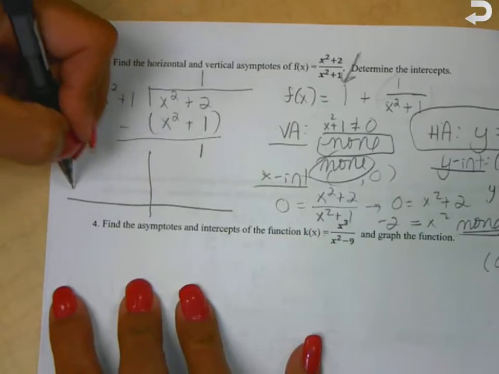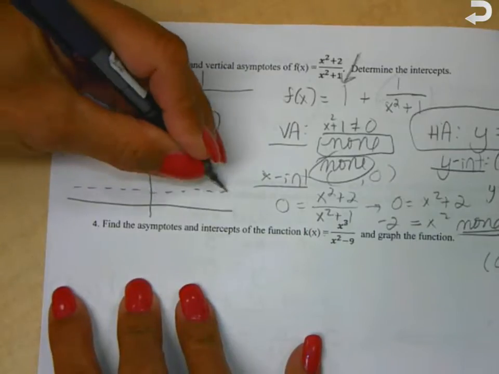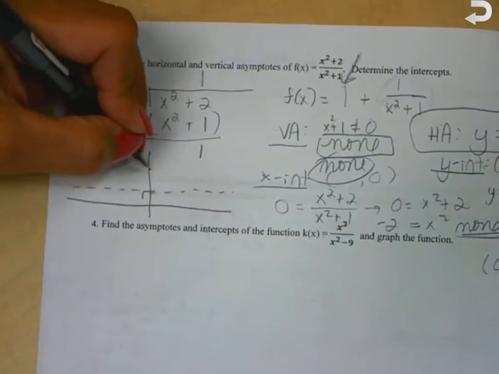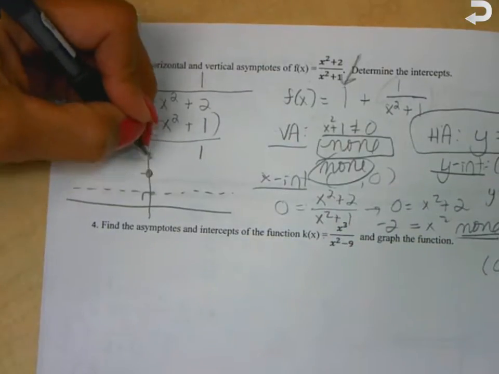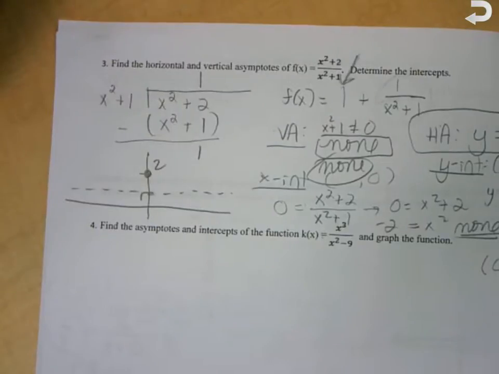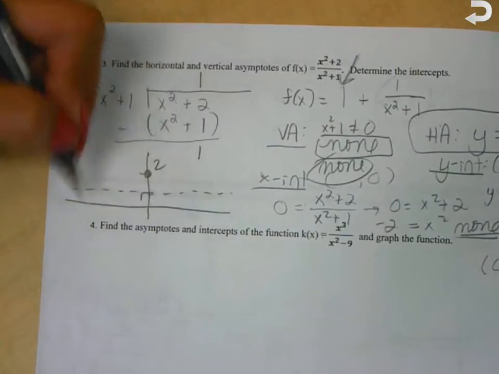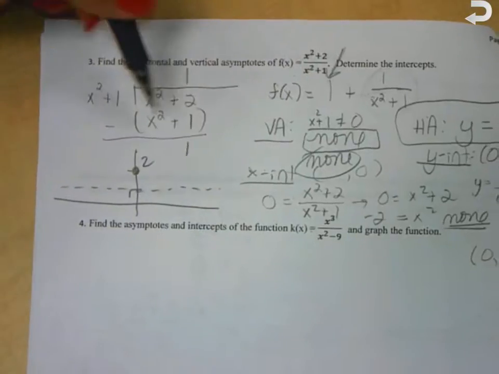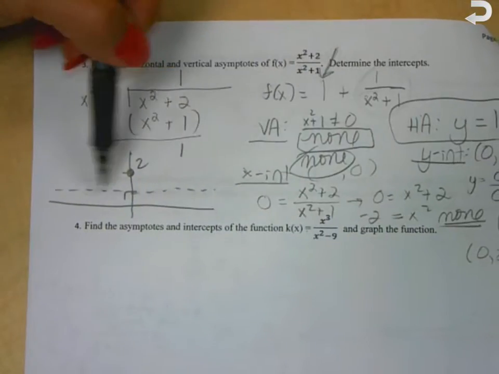Now, this graph, if I just draw a little sketch, I know I have a horizontal asymptote at y equals 1, so this is at 1. I know I have a y-intercept at 2. And I know there are no x-intercepts. We already established that here.